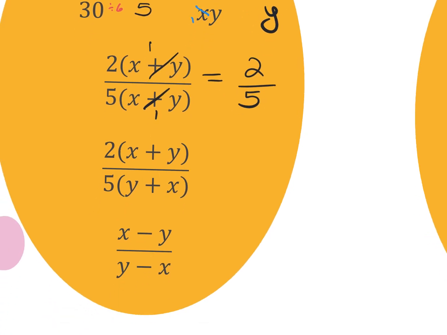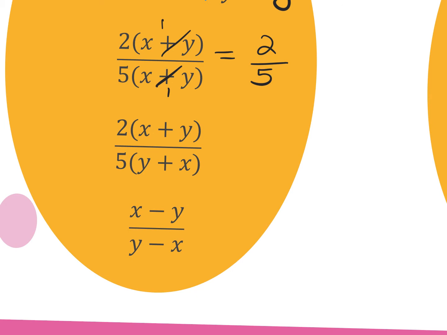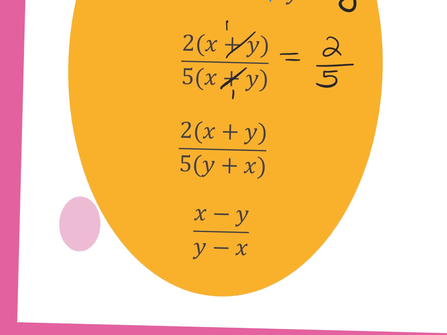The next one, even though the denominator is backwards, remember addition is commutative. So whether I write it as x plus y or y plus x, when I add two things, it doesn't change the answer. So these are actually the same thing. So what's left behind is a 1. And this one will also give me 2/5.